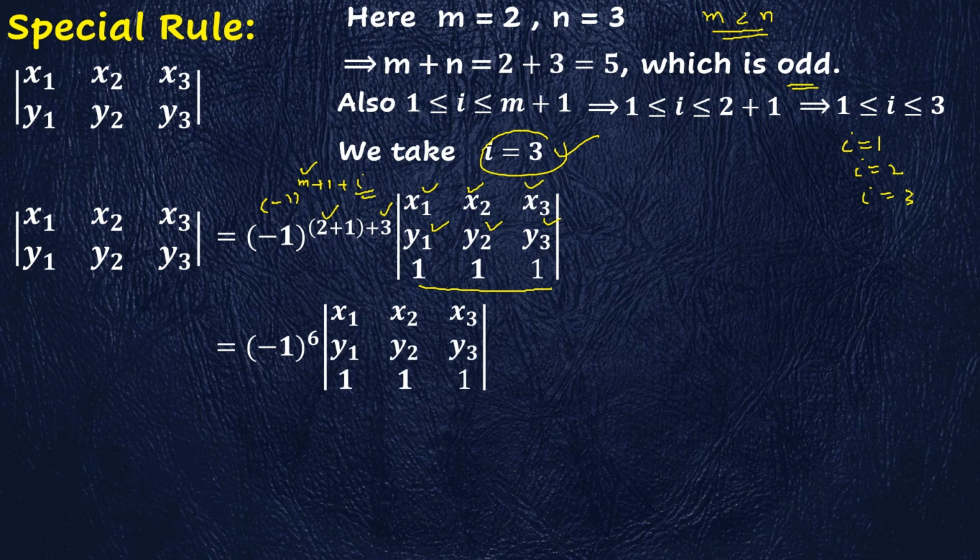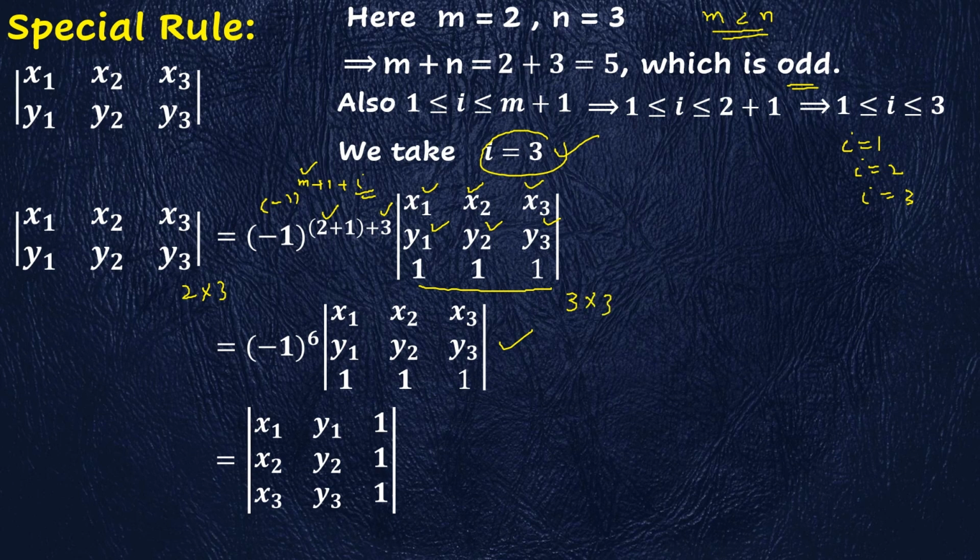Now minus 1 raised to power 6 is 1, and now we take the transpose of this 3 cross 3 determinant and we get x1 y1 1, x2 y2 1, x3 y3 1. Note that here a 2 cross 3 determinant has been converted into a 3 cross 3 determinant, and that's what we were about to prove, and we have proved it.